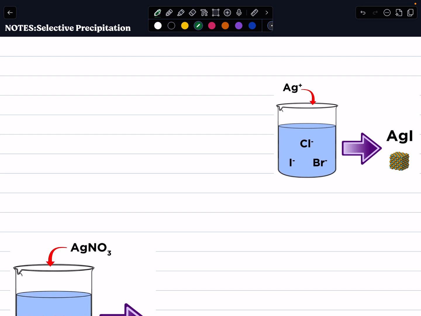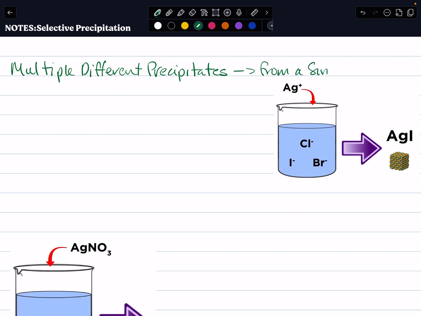All right, so what does this really look like? So I have a beaker, all right? That beaker contains multiple anions. We've got chloride, iodide, and bromide, all right? So if we're going to add in silver, we know based on the solubility rules that we get insoluble compounds between silver and the halides. So we're going to get multiple different precipitates if we add in this silver. All right, so multiple precipitates from a single solution.